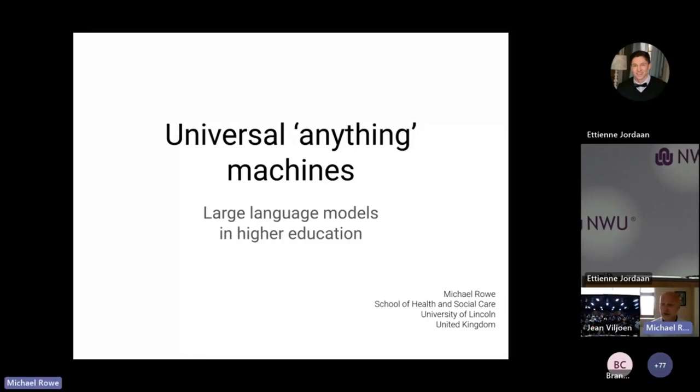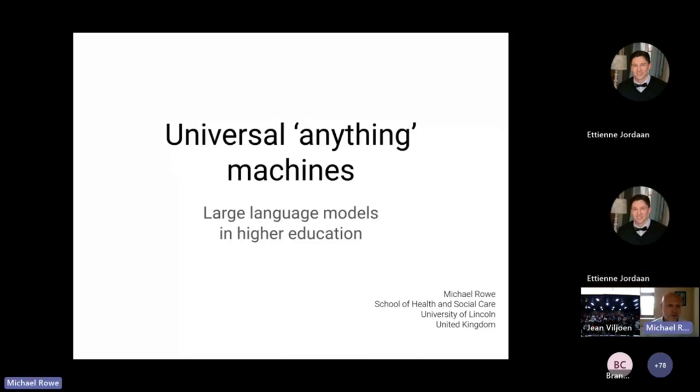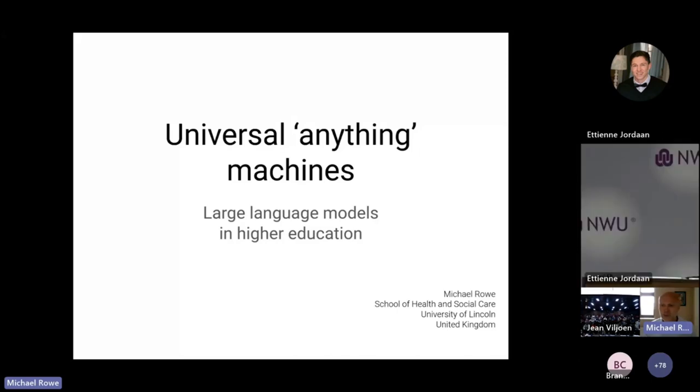My name is Michael Rowe. Until recently, I was the head of the physiotherapy department at the University of the Western Cape in Cape Town. I moved to the UK about a year ago, and I'm now associate professor for digital innovation in the School of Health and Social Care at the University of Lincoln. I've also recently taken on the role of chair of our working group at the university for artificial intelligence in learning. And I think that's really been the focus of my interest in this topic, is on how we support student learning.